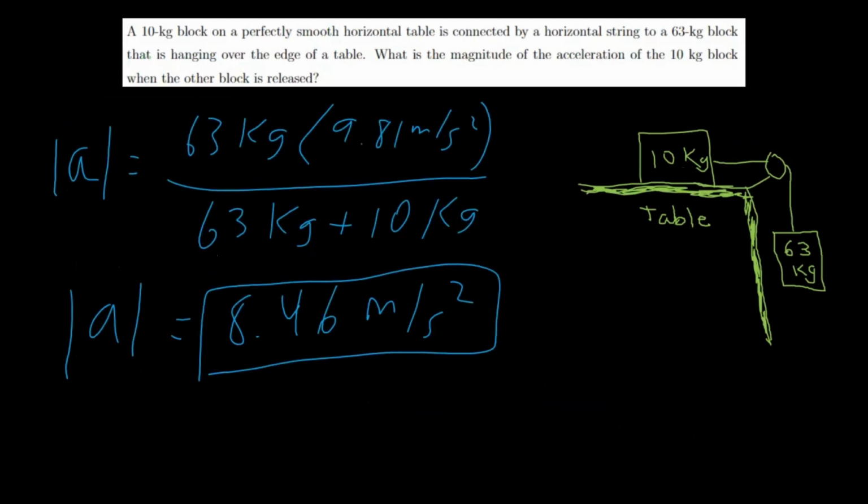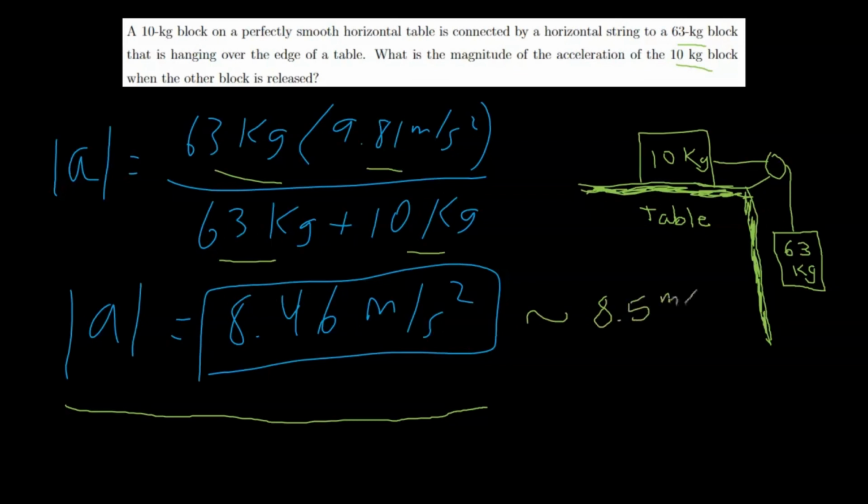And then we're given the masses, mass 1 and mass 2. So the acceleration is m2g over m1 plus m2. So plugging in, we have 62 kilograms times 9.81 meters per second squared over 73 kilograms. And you should end up that the magnitude of acceleration of the system is 8.46 meters per second squared. So approximately 8.5 meters per second squared.